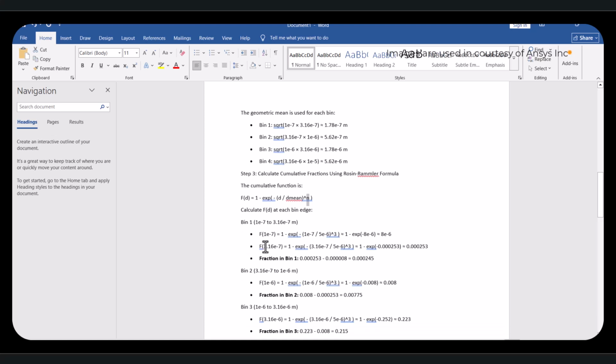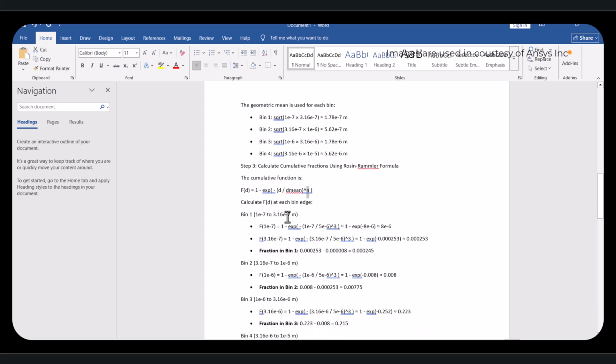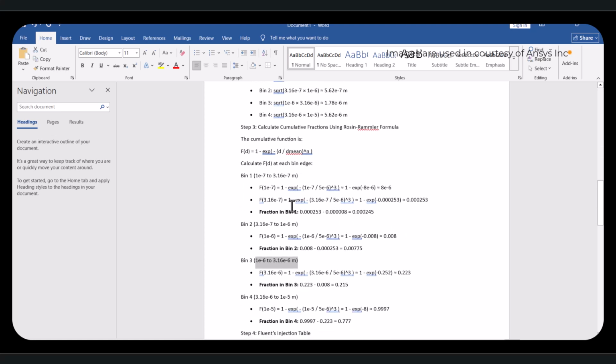Now I have stated 3 bins: 1e-7 to 3.16e-7, and this is another bin range, and this is another bin range, right? So at each specific diameter we will be getting the fractions. For 1e-7, what is the probability? For 3.16e-7, what is the probability? Now the fraction in a bin is the difference of this value minus this value. That gives the fraction in the first bin, and similarly for the second bin, and similarly for the third bin.